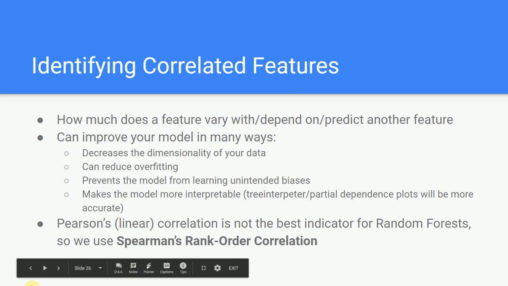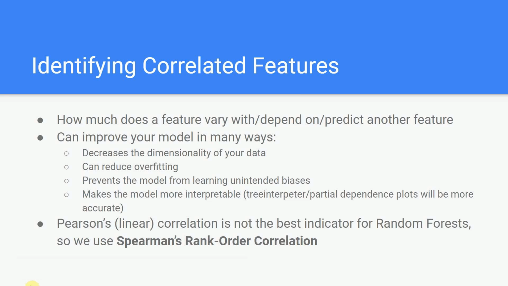For example, let's say you have two columns in your data set. One is the size of your house in square footage, and the other is in square meters. These two things are perfectly correlated because they're the exact same thing, except in a different unit of measure. So you want to make sure you can identify these.